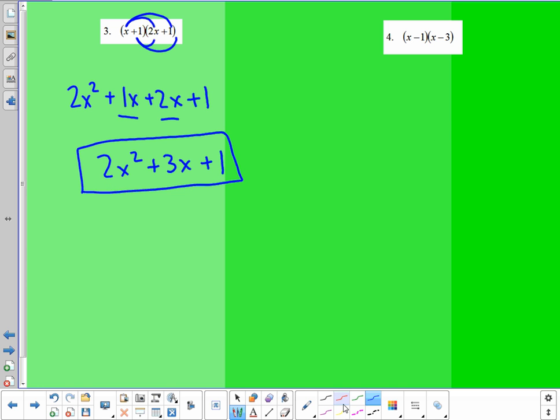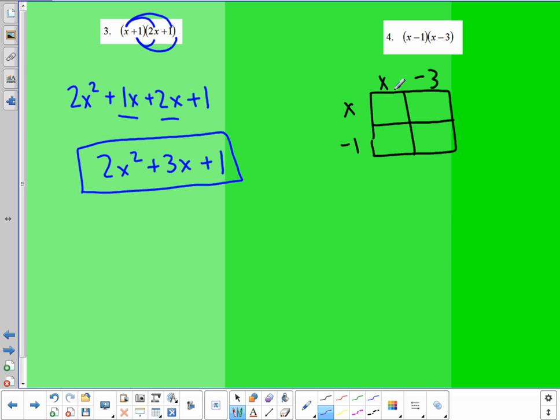And I'll set up a box in number 4, just so we can see a couple examples of each. So in number 4, I've got a 2 by 2. So I need 2 rows and 2 columns. X, negative 1 this time, so put the negative with the 1. Same thing with the negative 3, x and negative 3. So make sure you keep track of where those negatives go.